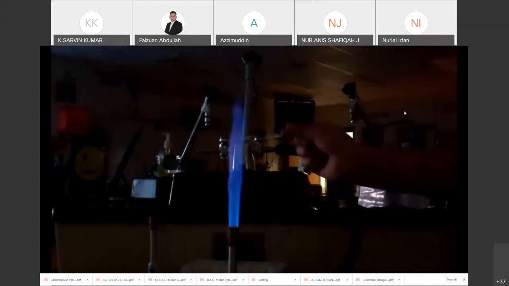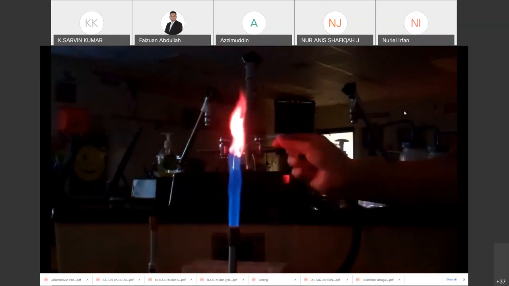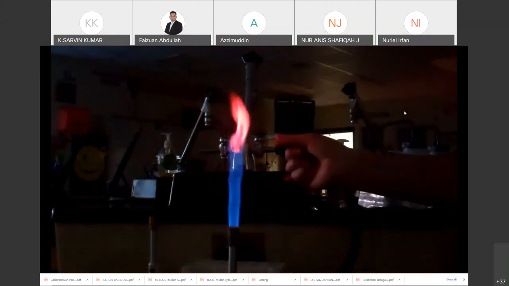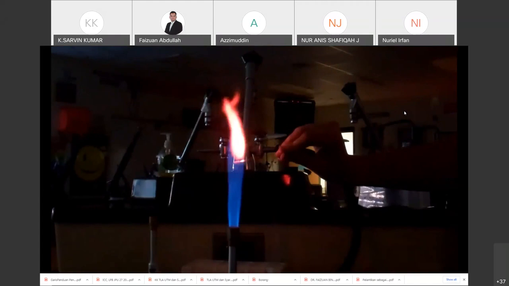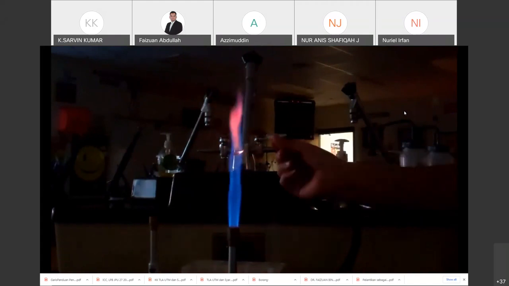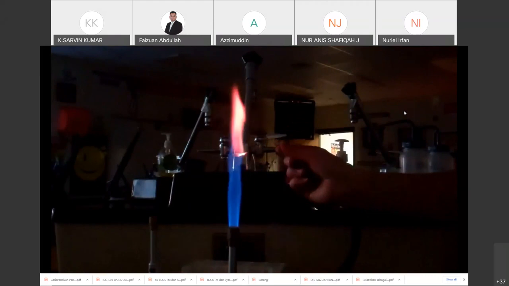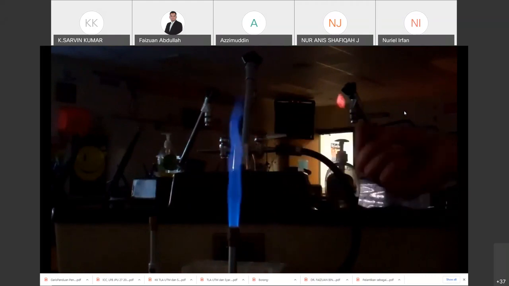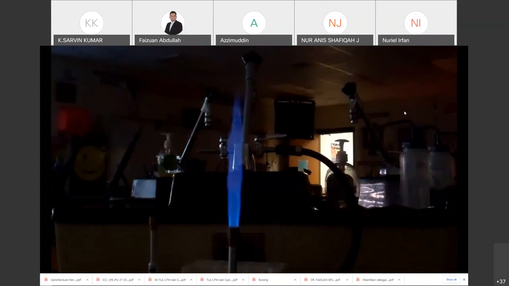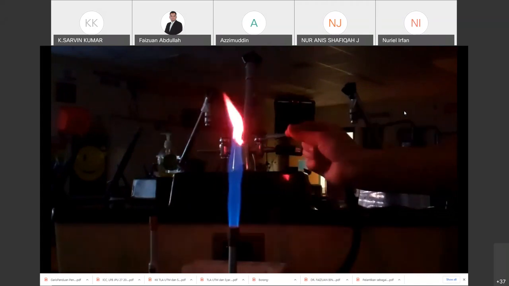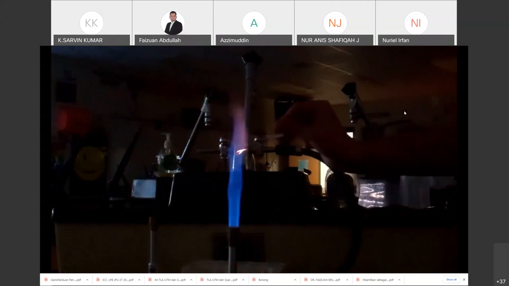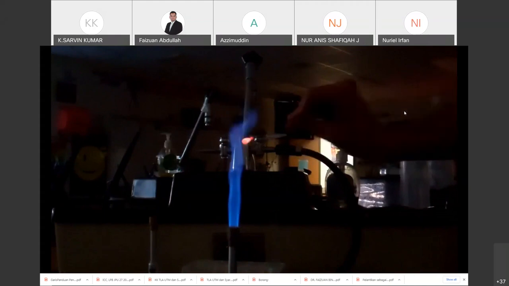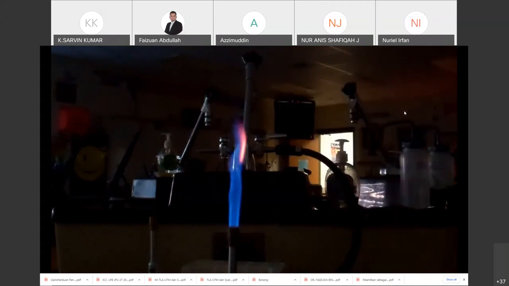This is strontium. Strontium and calcium seem to be pretty close in color. And this one, I think, gives off a little bit more red, more of a pinkish red. We can get a little bit more just to see. The red orange. So you may want to go back and look at the calcium one and compare that to the strontium one.